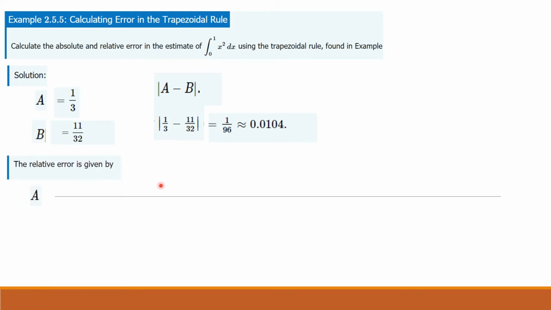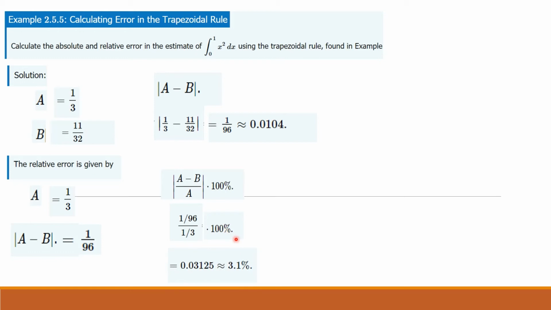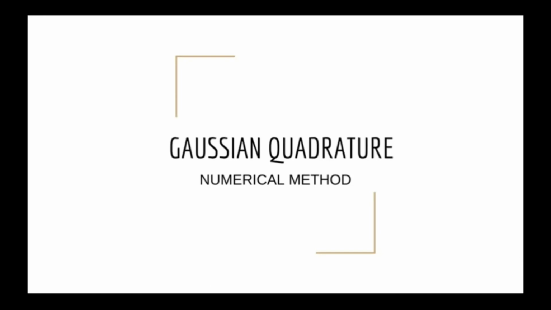And for the relative error, we have a, which is 1/3, the calculated value, and the absolute error, which was 1 over 96. So our relative error is 1 over 96 divided by 1/3, times 100%, equals 3.1%. So this is our relative error. That's all. Thank you. So for the last numerical method, we have Gaussian quadrature.